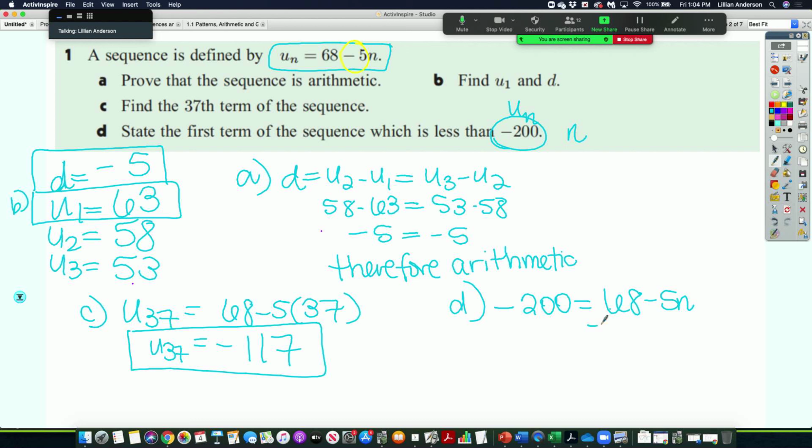So do a little bit of algebra, subtract 68 from both sides, divide both sides by negative 5, and n is equal to 53.6.